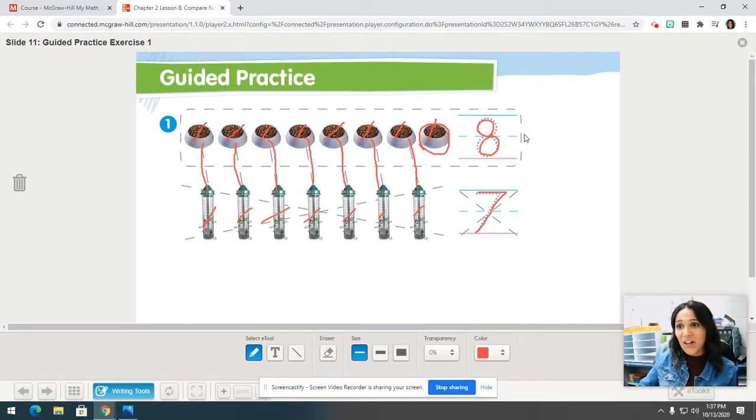Put a circle around the number that is greater. Echo me. 8 is greater than 7. So what does that tell me about 7? 7 is what? Less than. Good. Put an X on the number that is less than. Echo me. 7 is less than 8.